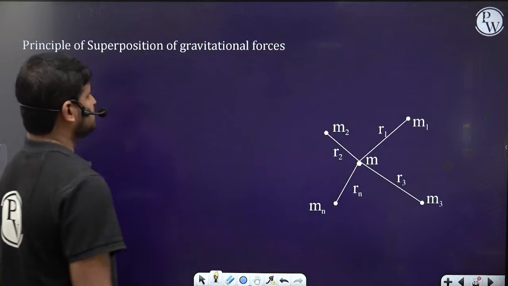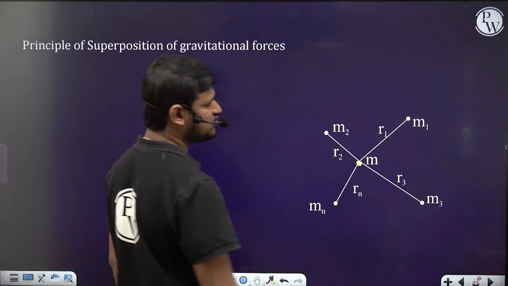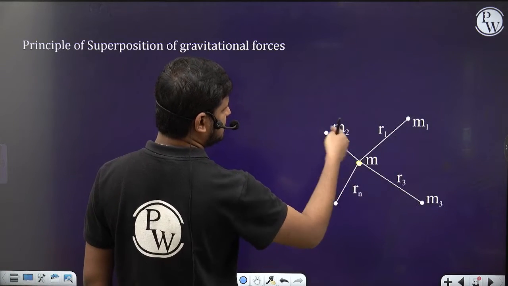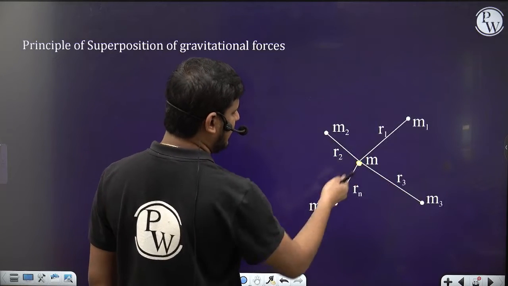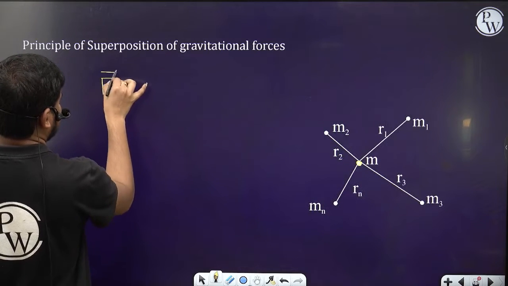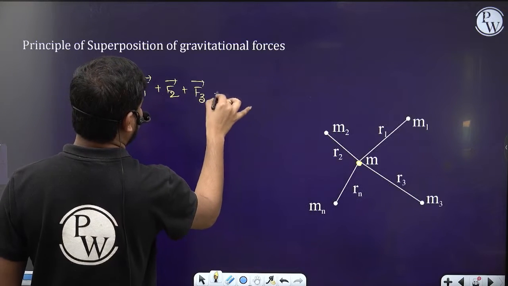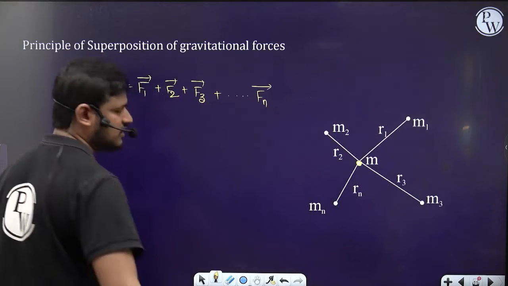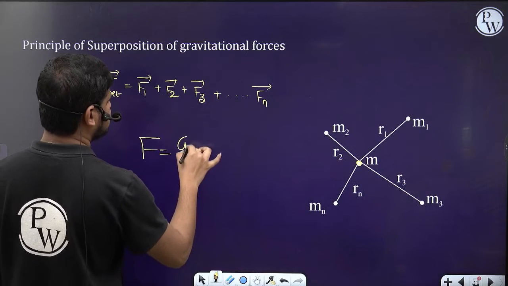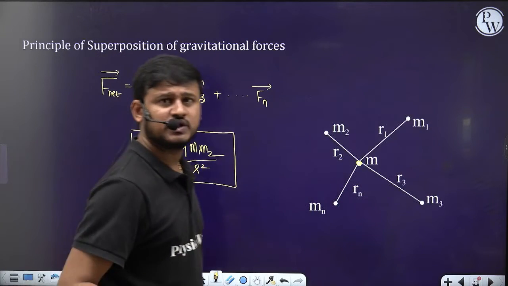So the principle of superposition of gravitational forces. Due to one mass, let the gravitational force be F1. Now due to n number of masses, m1 mass is here, m2 mass is at a distance r2, m3 is at r3, and mn is at a distance rn. Then the net gravitational force will be simply the vector sum of all the forces, F1 plus F2 plus F3, till Fn. Understood, guys? So what is force F? It is G m1 m2 by the distance between them squared. That's it. Clear? We'll do questions so that you'll understand better.